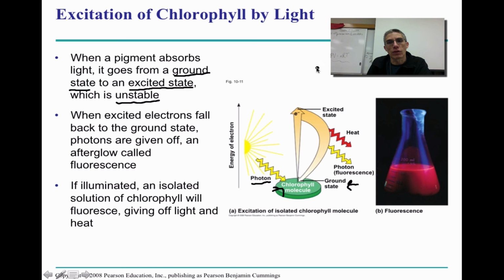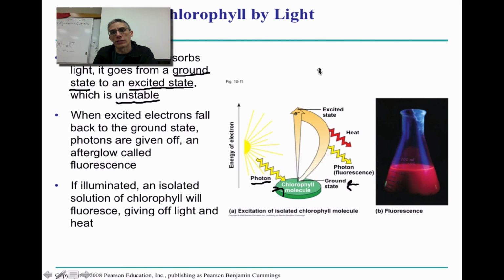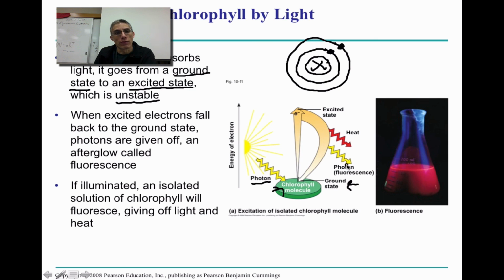So if you think about a generalized atom, we'll just say atom X, this would be the nucleus, where the protons and the neutrons are. Remember that we have these shells or orbitals on the outside. If the electron is here, that is considered the ground state. If it gets excited, we push it out to these outside levels, and that's considered the excited state. And when it does that, we get the release of a little bit of energy. That energy is released in the form of heat, and also in the form of light as well.